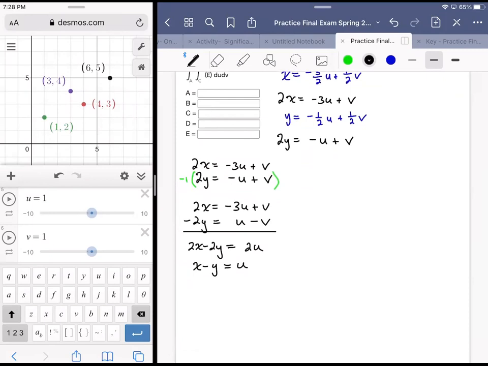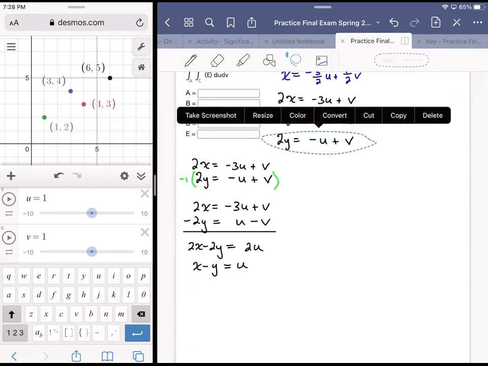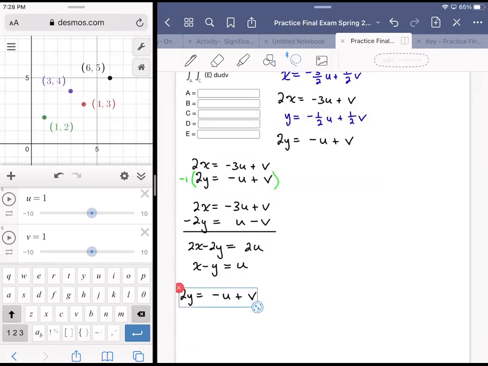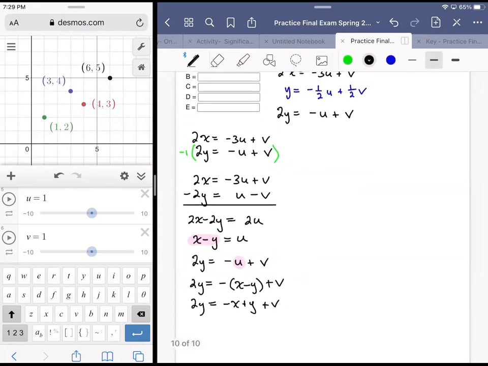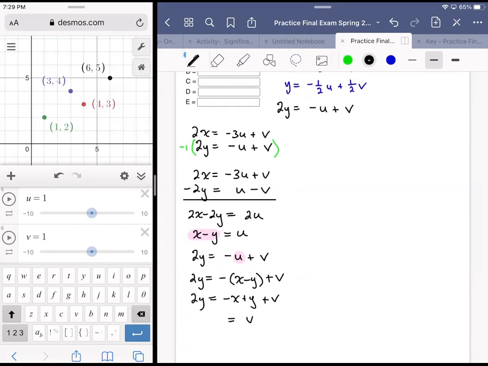So I'll take the 2y and swap out the u for an x minus y. So 2y is equal to -x minus y plus v. So 2y is equal to -x plus y plus v, in which case v is going to be equal to 3y plus x. I'm sorry, it's going to be y plus x. All right, so x plus y.